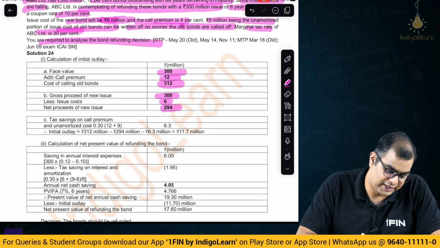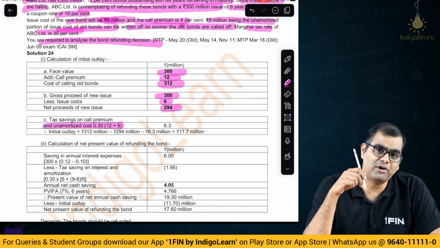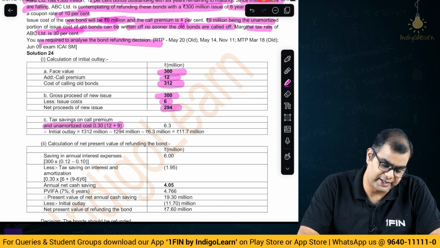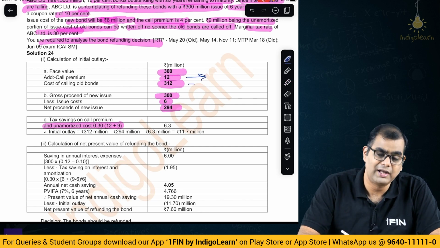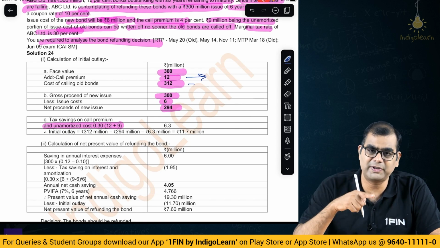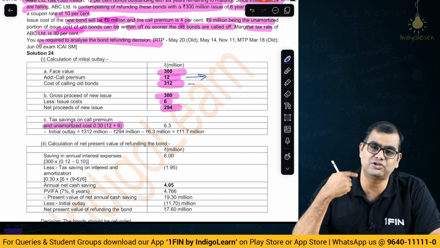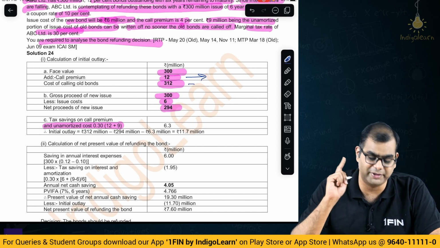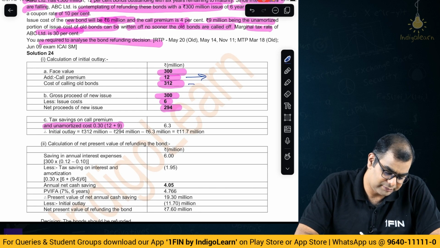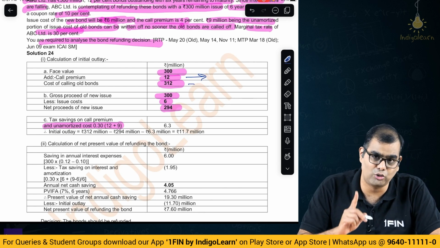Now, call premium and unamortized cost. What we assume in all these problems is that the premium on call, this 12 million that you have paid, is a tax deductible expense. In the same way, the write-off of issue expenses is also tax deductible, but it is amortized over the period of the bond. So call premium is how much? You have 12, and unamortized cost, and we are referring to the old bonds here.